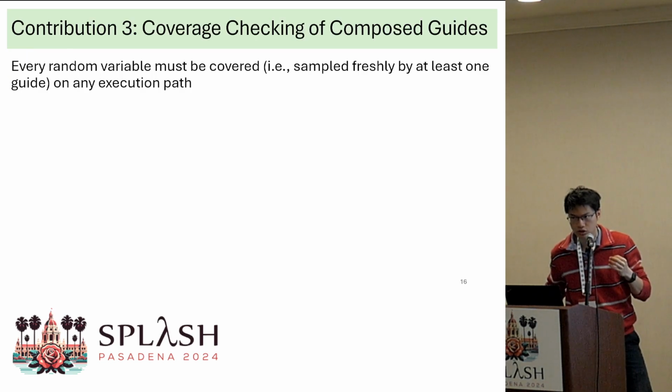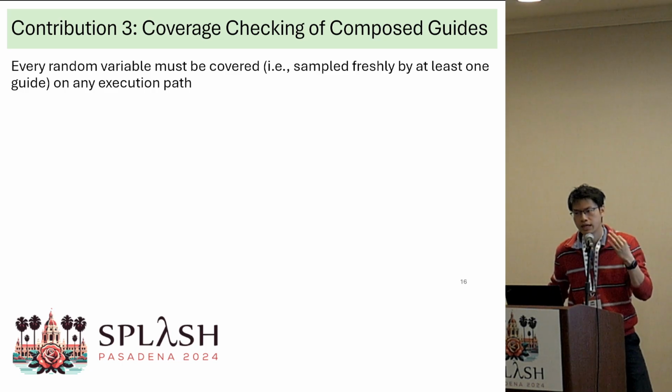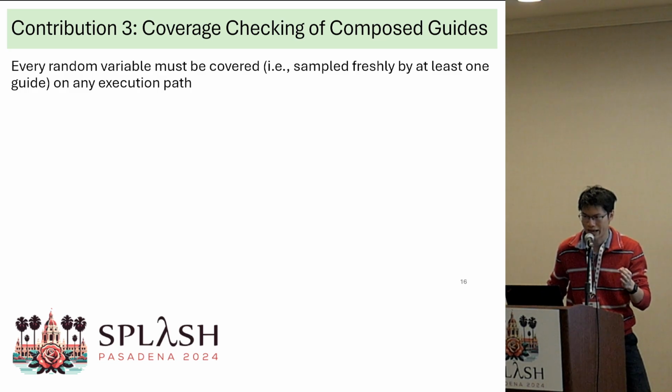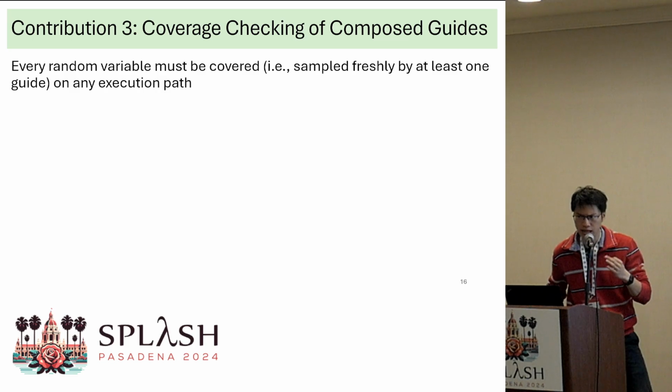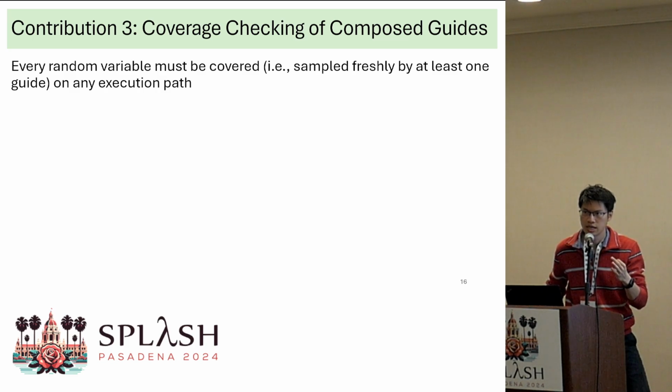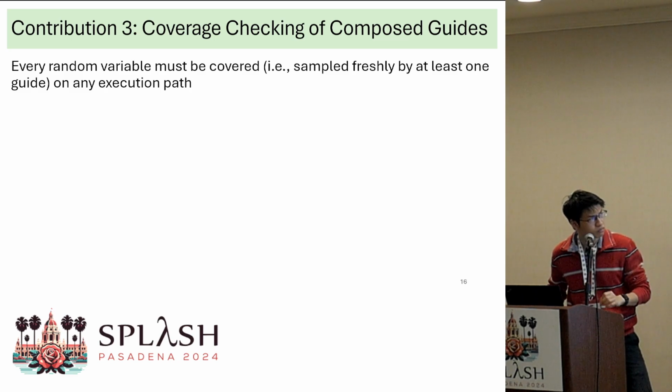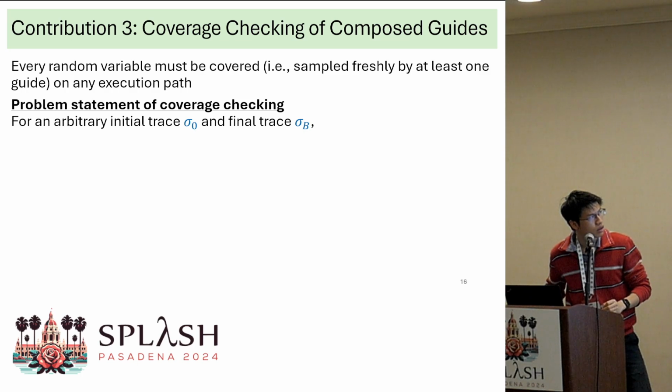So given a sequential composition of guide programs, every random variable must be covered. That is, it must be sampled freshly by some guide program in the sequential composition, regardless of what execution path we take. Because otherwise, if some random variable is never sampled by any guide in the sequential composition, then the model and guide will have different supports for that particular random variable. And a more formal problem statement of checking coverage of random variables is the following.